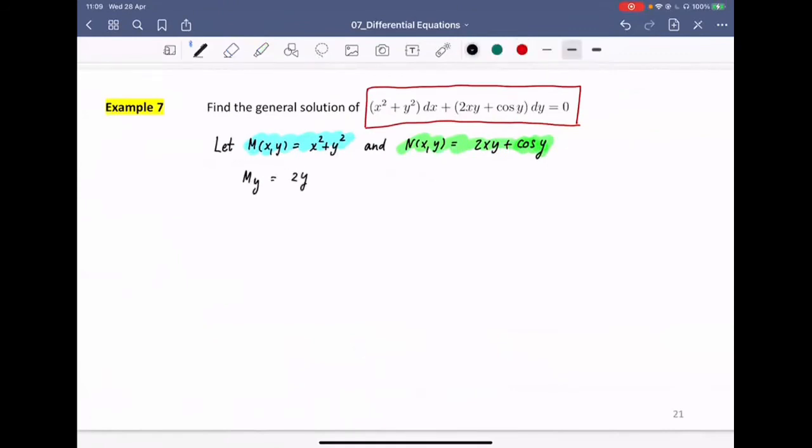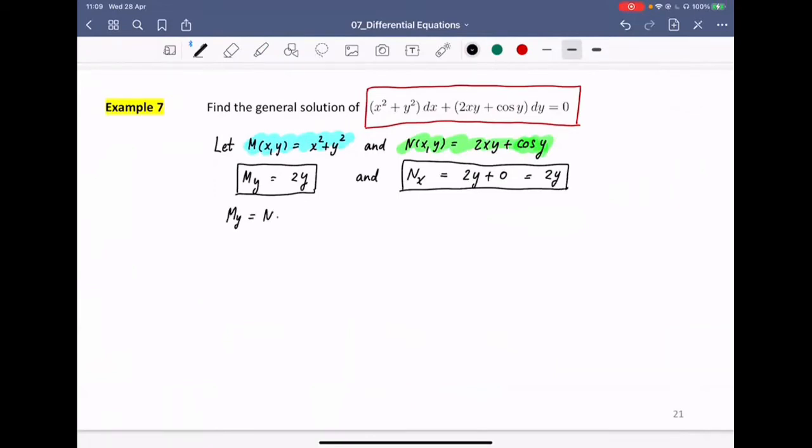You get 2y. And N differentiated with respect to x. So you differentiate with respect to x here, and you get 2y plus 0. Perfect, right? Your M subscript y and your N subscript x are equal to each other. M_y equal to N_x means this differential equation is exact.